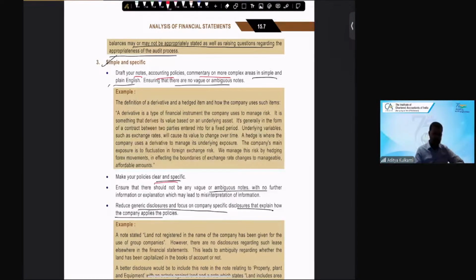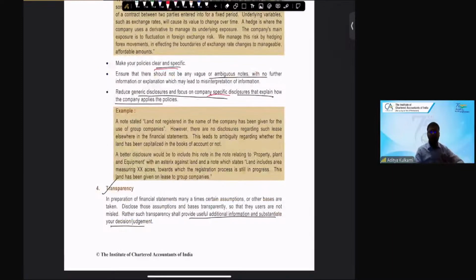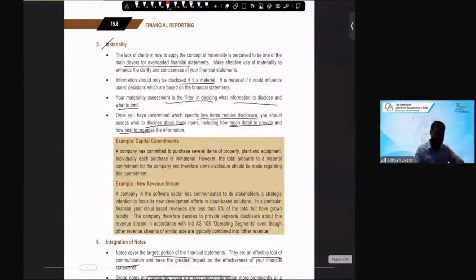Policies should be clear and specific, no vague or ambiguous notes, reduce generic disclosures, and focus on company specific disclosure. So that is something you can go through in these examples. Transparency, whatever assumptions you have made, whatever basis you have taken, please disclose them. Okay. All right. Materiality, you will have to see that you disclose the material requirements. Do not overload your financial statements with disclosures. It's not required.